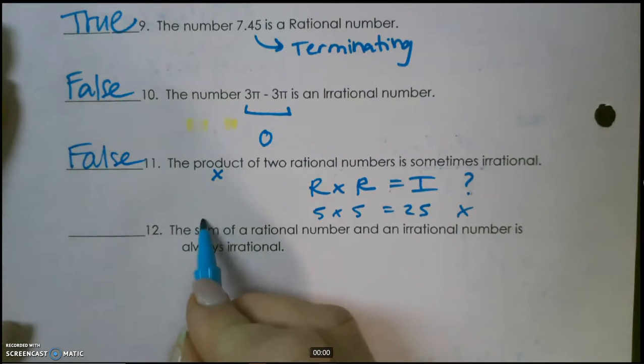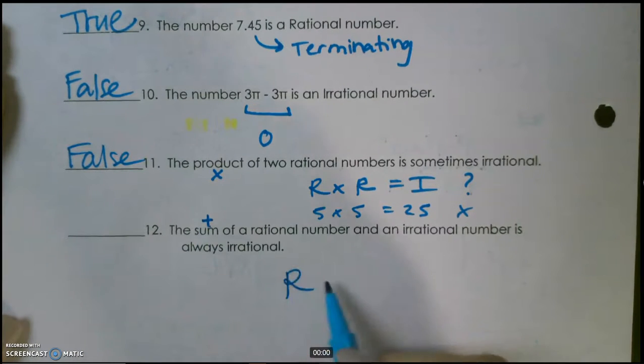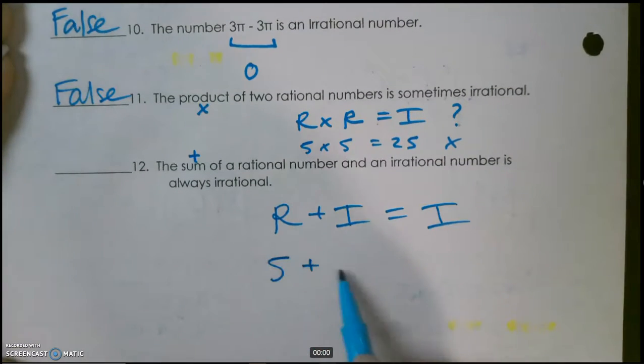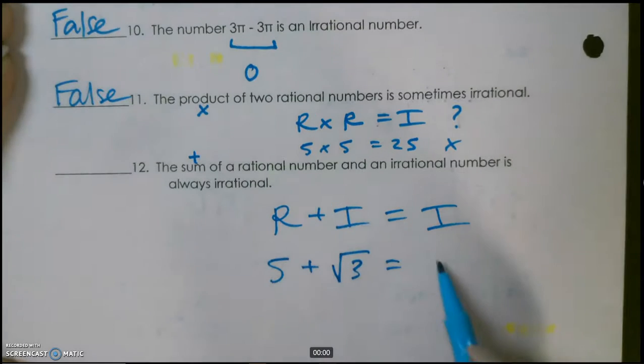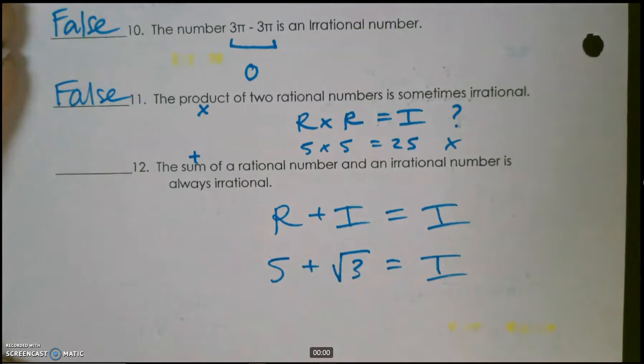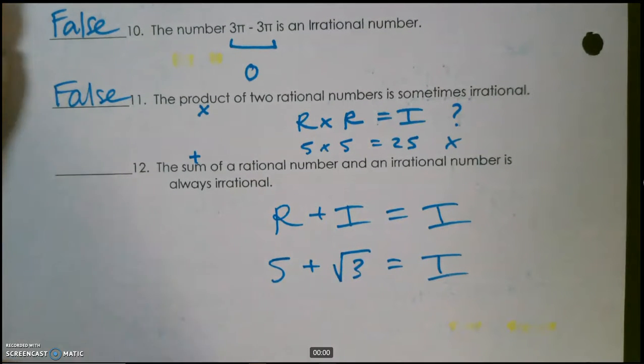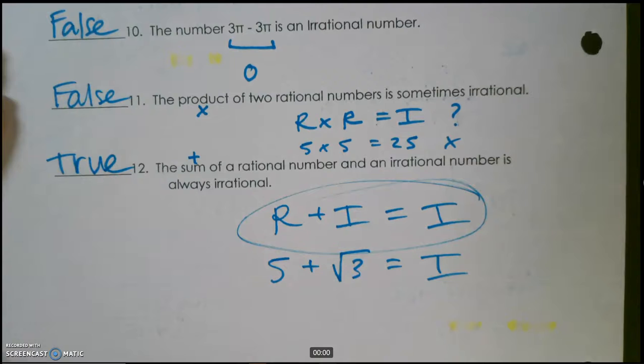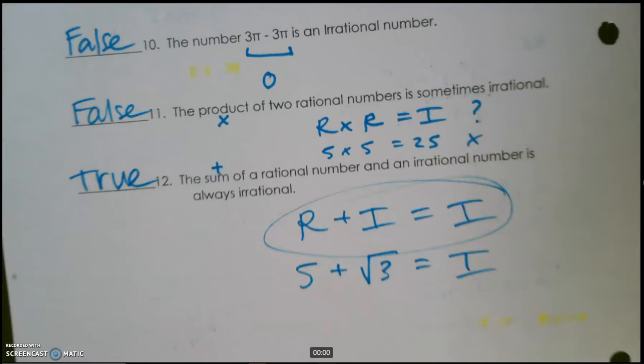All right, the sum. Sum is addition. The sum of a rational number and an irrational number is always irrational. All right, so let's just think through an actual case. 5 plus the square root of 3 is irrational. You actually can't even combine those. I think this statement is true. I can't think of a case like this that is not true. And if you can think of one, come talk to me about it. But I cannot think of one that would make this statement false, okay? All right.